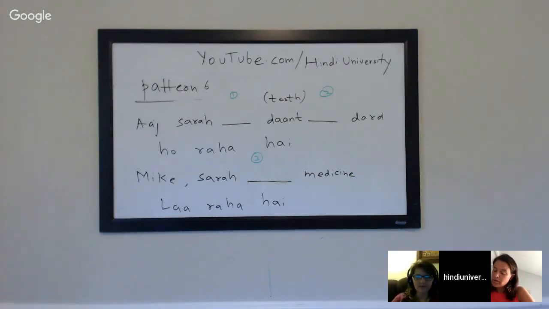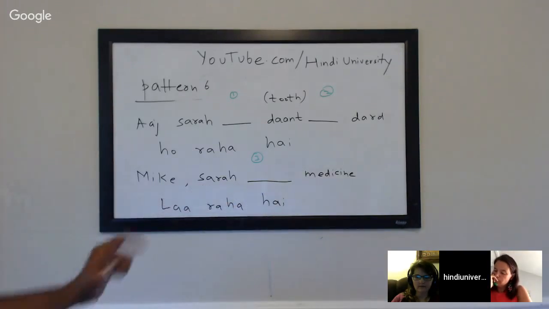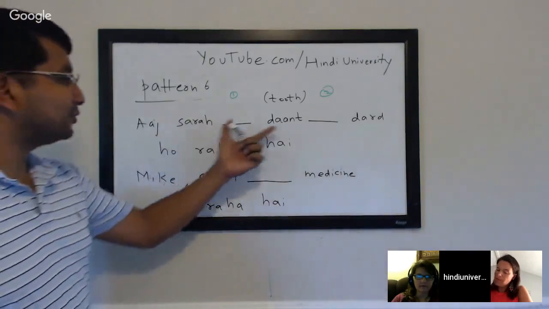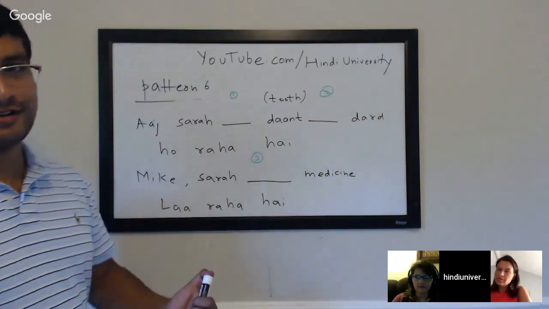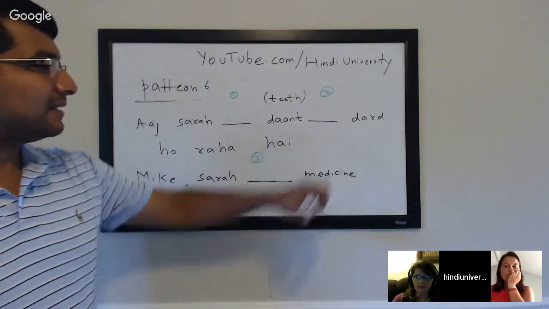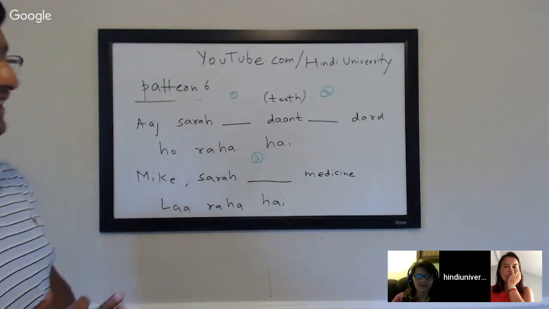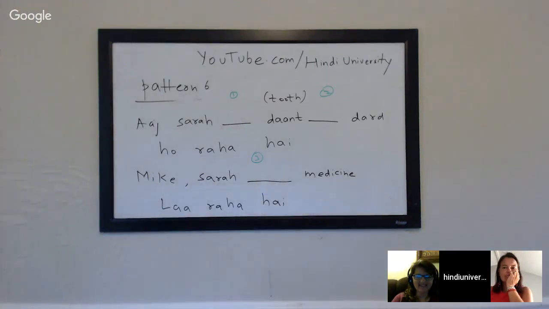Okay. Just to repeat, I'm trying to convey that today Sarah is having a toothache. Mike is getting medicine for Sarah. So there is a notion of for here. Similarly, the tooth in the sentence really belongs to Sarah. So think about which postposition will be used here, and pain in the tooth.